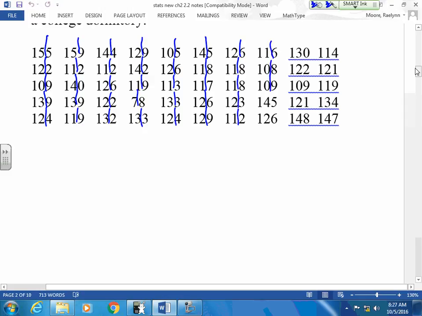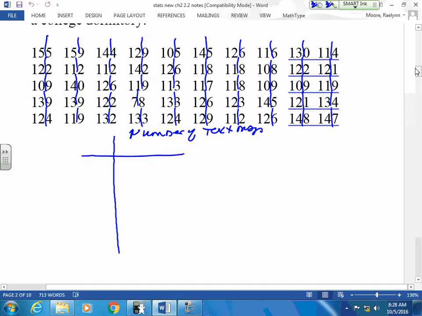And there's a couple of common things about these. We'll just go through theirs real quickly and then we'll make one of our own. So what they say to do, and it's in your book, is give it a title. It takes the number of text messages. Everything needs a title, and it looks just like this. This is the stem. This is the leaf.